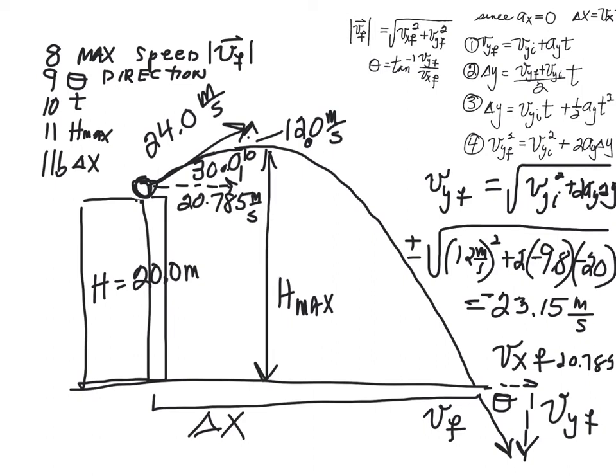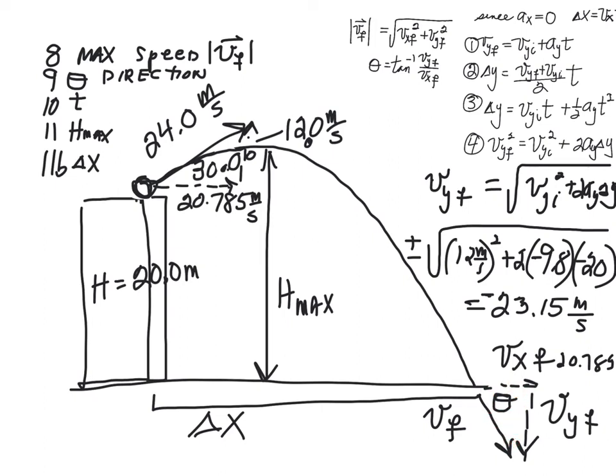Okay, so we're using the math and the physics. We're doing physics to make sure to watch out for mistakes. This is reasonable. Given we started with 12, we got here negative 12. This seems like a reasonable number, so I trust it. And so we have 20.785 for the x component, negative 23.15 for the y component. Now we can find the magnitude of the final velocity and the direction.